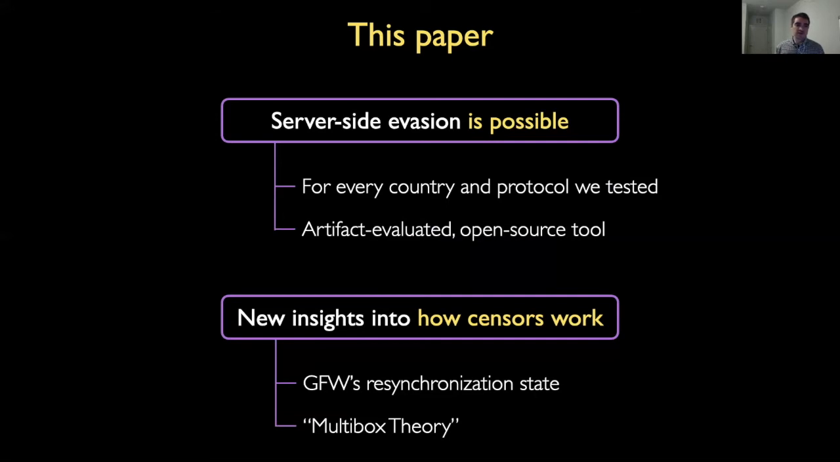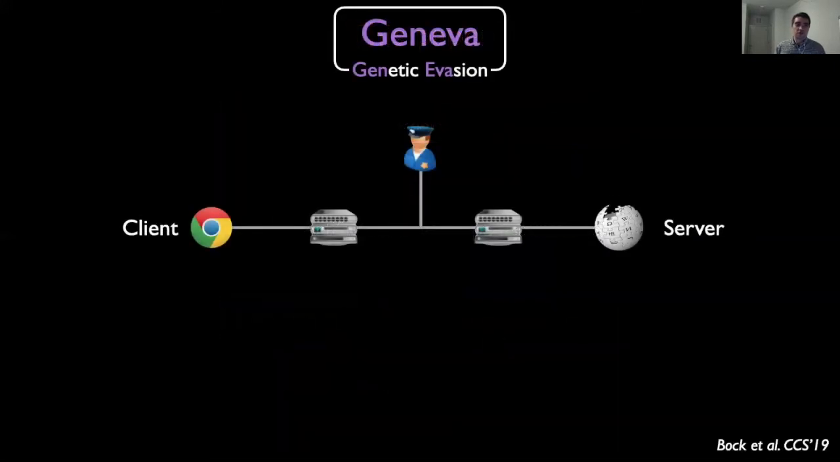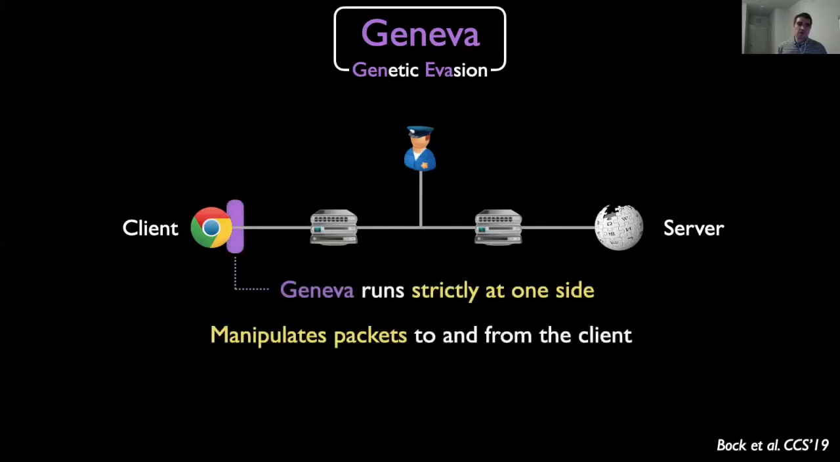So before I dive into this, I'm going to give you some background on a tool we used and modified to find these strategies. And this is Geneva. Geneva is an open-sourced client-side tool for automatically discovering censorship evasion strategies. This was originally published by my team last year. The way Geneva works is it runs strictly at one side and it manipulates packets to and from the client. Geneva is a genetic algorithm, hence its name, and its job is to automatically discover censorship evasion strategies to defeat a censor. Now, it has the ability to manipulate packets inbound and outbound from the side it's running on.